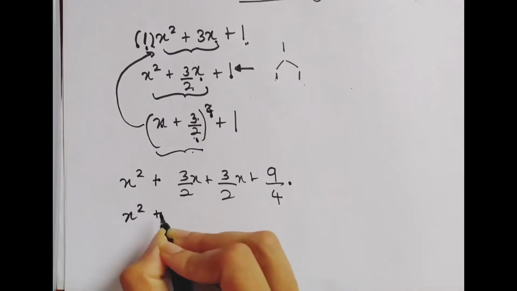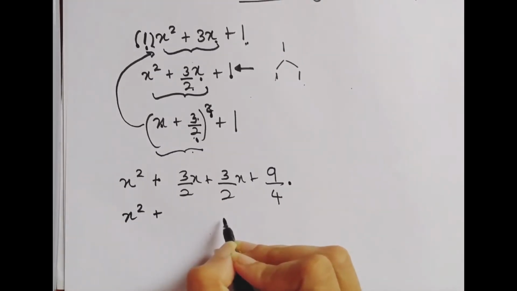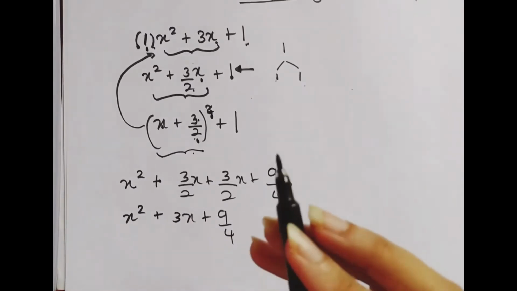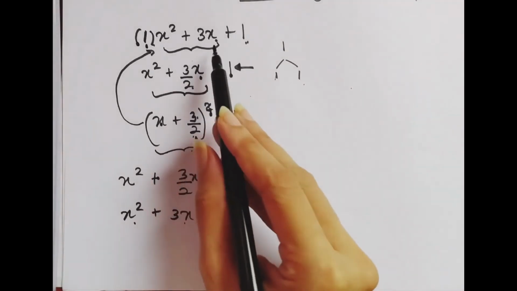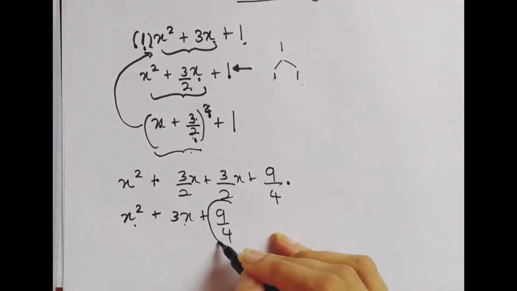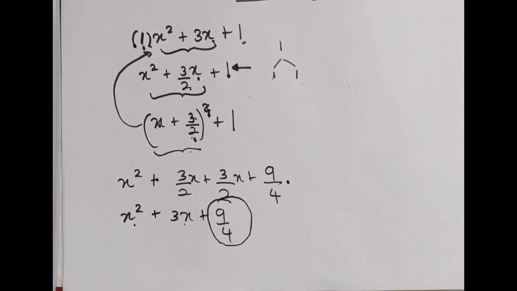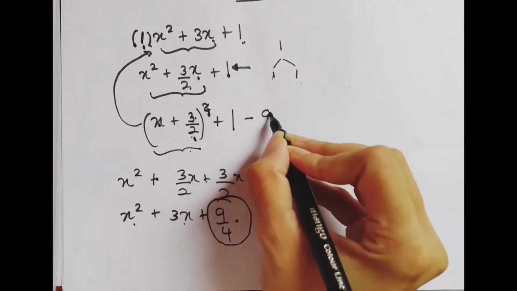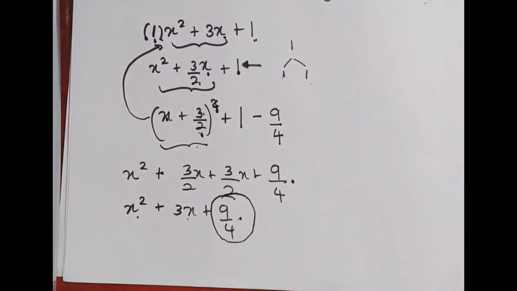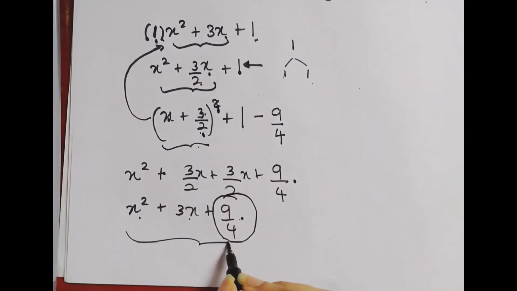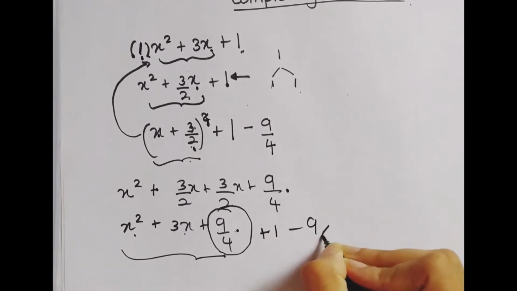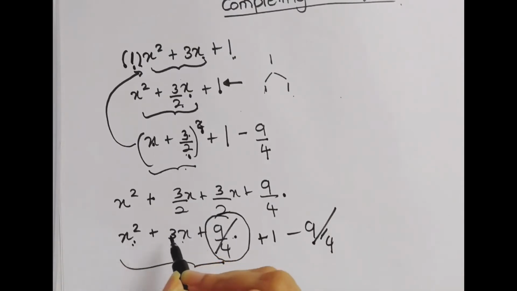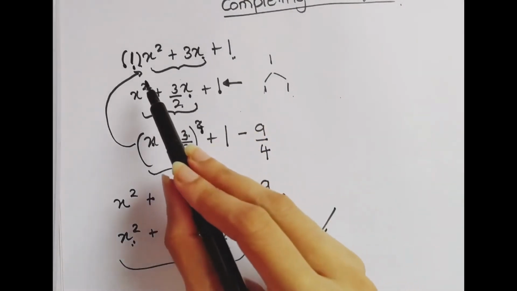Then x squared plus 3 by 2 plus 3 by 2 is 6 by 2. So 6 by 2 is 3. So it is 3x plus 9 over 4. So I have x squared and 3x, and I also have something extra, that is 9 over 4. So I have to subtract this from this. After I expand, I am getting this, so plus 1 minus 9 over 4. This 9 over 4 and this 9 over 4 get cancelled. So I'll get x squared plus 3x plus 1, which is the same thing here.